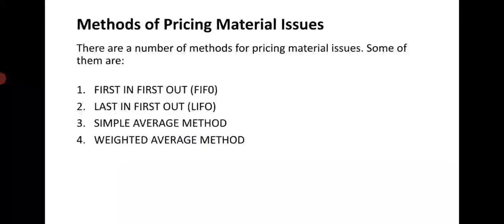So there are a number of methods of pricing the material issues. Some of them are first in first out, that is FIFO. Second one is last in first out, that is LIFO. Simple average method and weighted average method. So these are some of the methods of pricing the material issues. In the next session we will learn about the first in first out method.